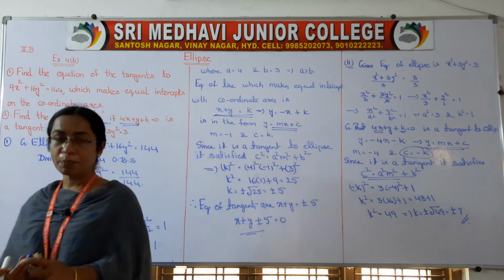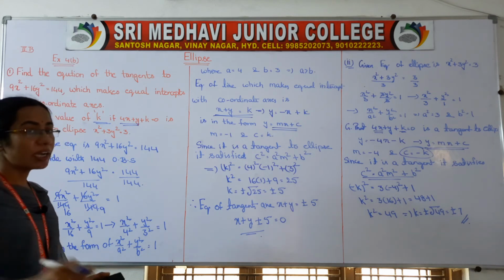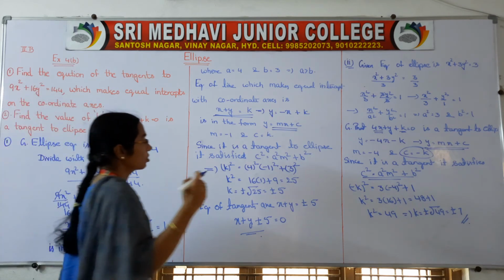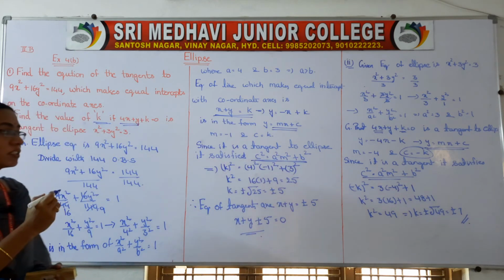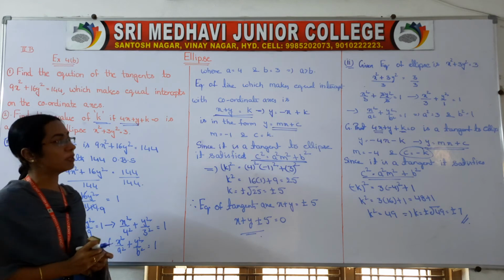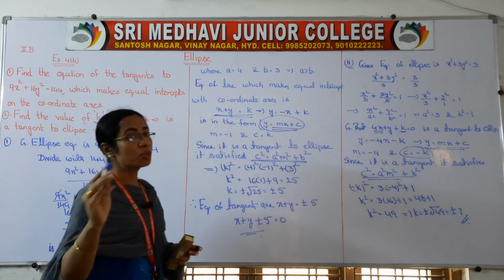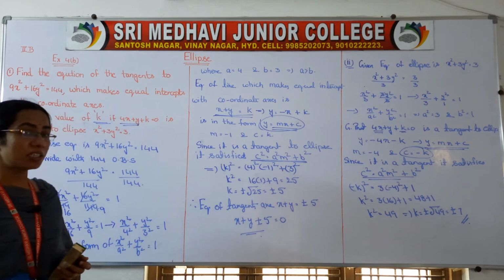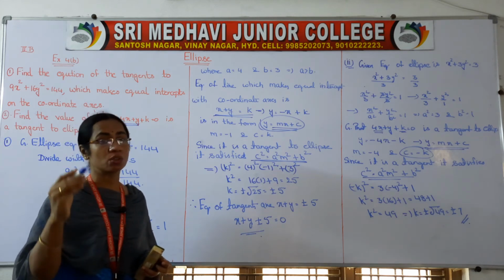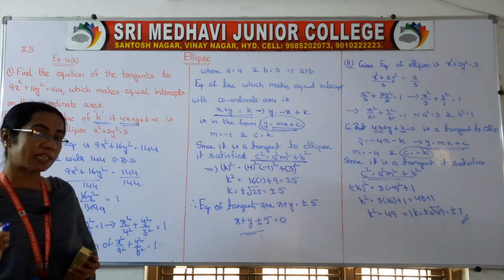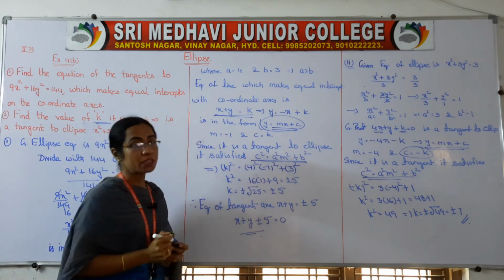Okay. So simple problem, same formula we are using in two problems. Whenever any line is a tangent to the ellipse, it has to satisfy the condition c square is equal to a square m square plus b square. Suppose y is equal to mx plus c is a tangent to the ellipse x square by a square plus y square by b square is equal to 1, then it has to satisfy the condition c square is equal to a square m square plus b square.